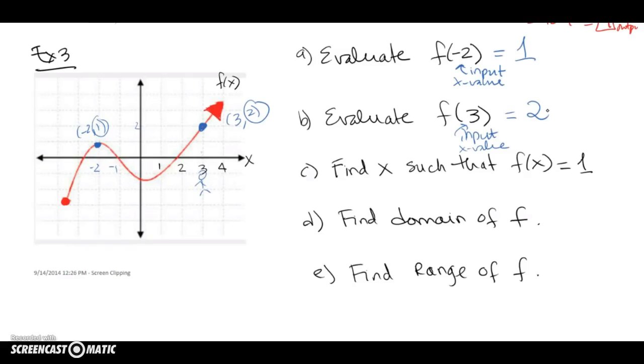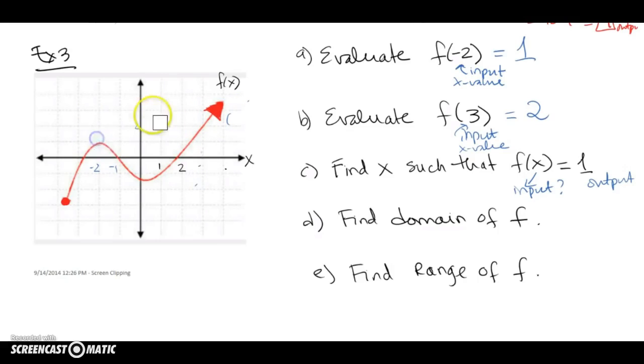Part C says find x such that f of x is equal to 1. This is a little bit different. The output is already given to us. Again, I'm supposed to find what the input is, so I'm interested in the x value. Let's go get rid of these guys.